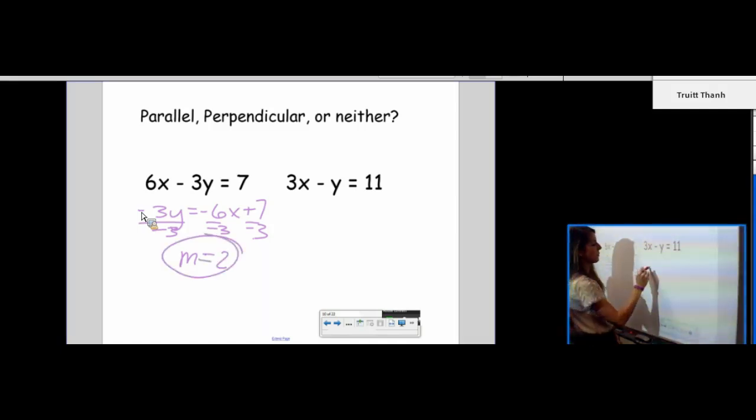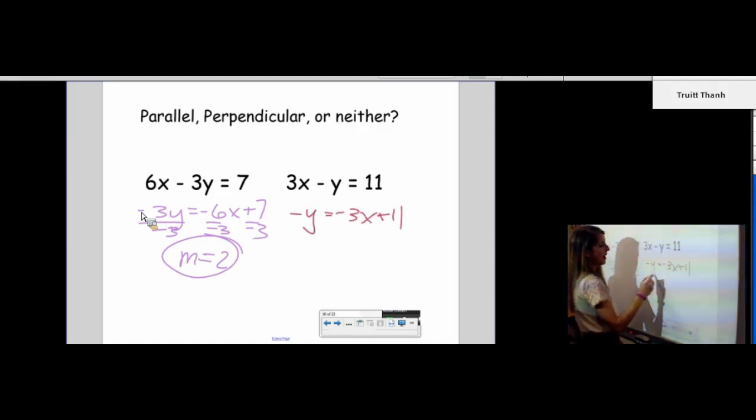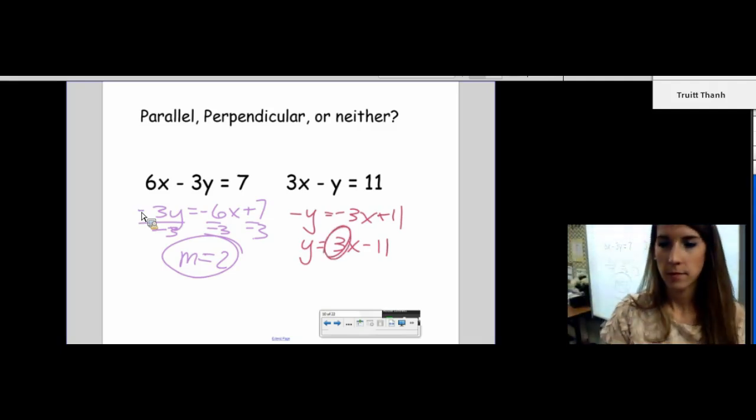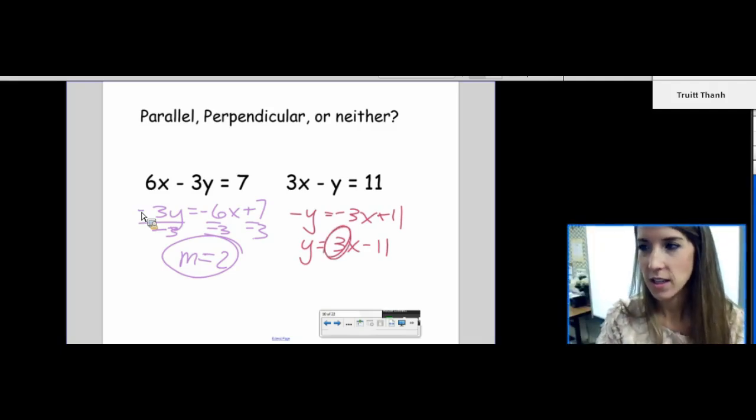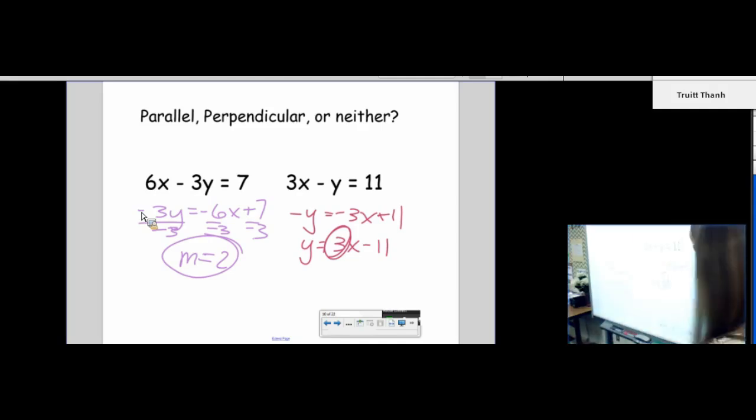Come over here, do the same thing. Negative y equals negative 3x plus 11. Divide everything by negative 1. Y equals 3x minus 11. Neither. Very good. Slope of 2 and a slope of 3. Neither parallel nor perpendicular. All right.